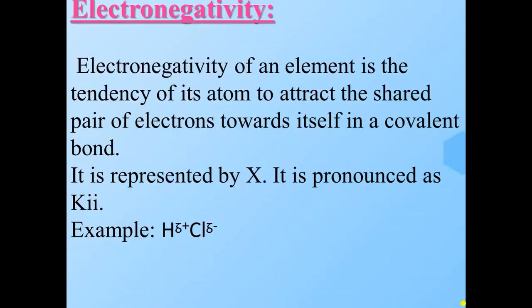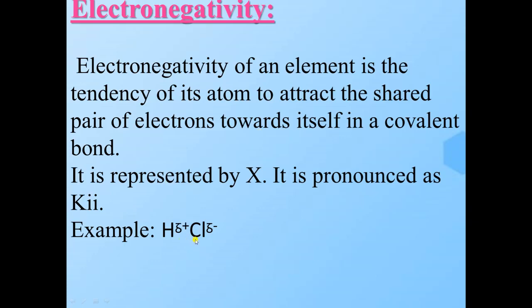Now next topic is electronegativity. What is electronegativity? It is completely different from electron gain enthalpy and ionization enthalpy. Okay, these are energy, but this is a property of an atom. Electronegativity of an element is the tendency of its atom to attract the shared pair of electrons towards itself in a covalent bond. Covalent bond is formed by sharing of electron.